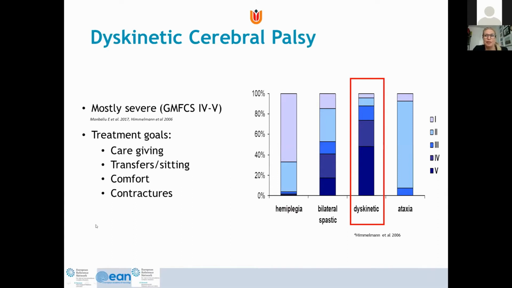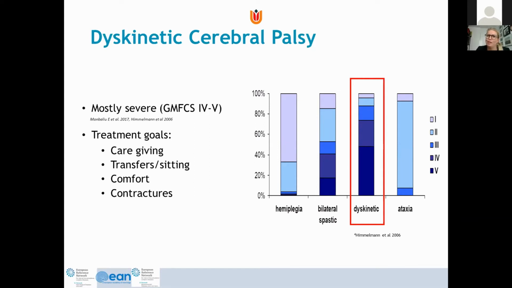Most patients with dyskinetic cerebral palsy are severely affected. About 80% are classified in the Gross Motor Function Classification System level 4 and 5. This is a classification system we use for gross motor function. Level 1 patients have almost no problems, and at levels 5 and 4 patients are dependent on a wheelchair for mobilization. And most patients are classified in the highest levels 4 and 5, making them dependent on a wheelchair.